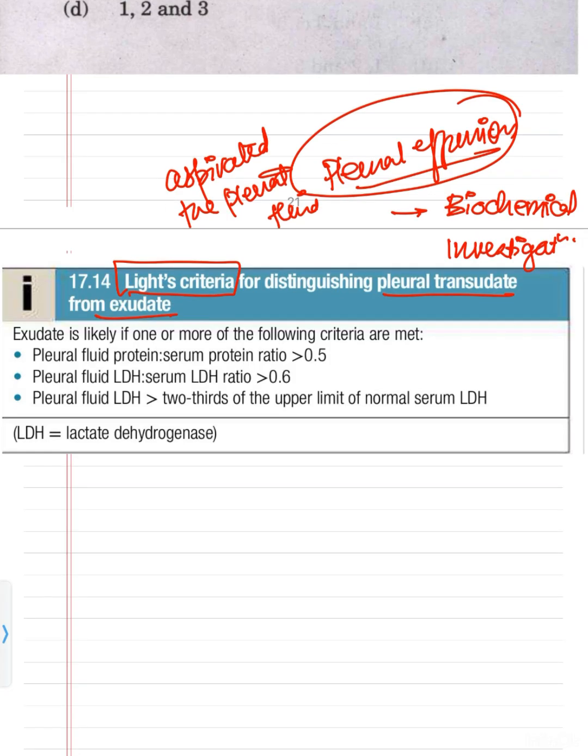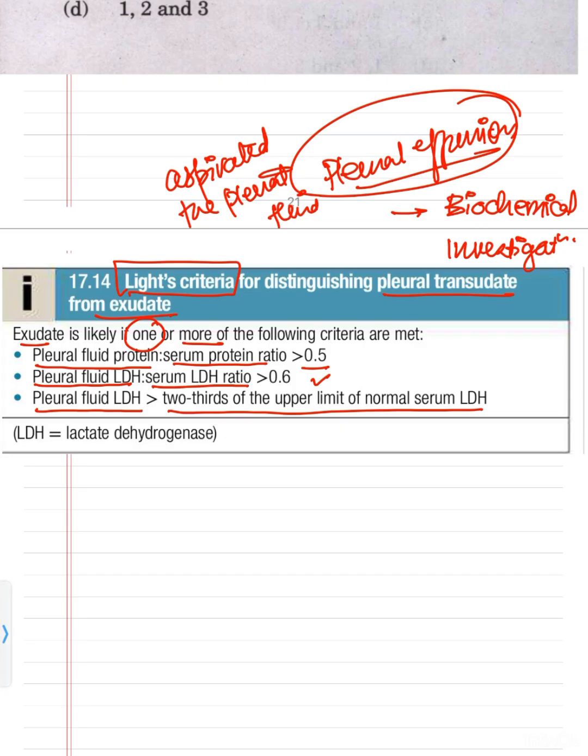So what Light says is that the pleural effusion is likely an exudate if one or more of the following criteria are met. So out of 3, even if 1 is met, you will call it an exudate. What is it saying? If the pleural fluid protein to serum protein ratio is more than 0.5, it means it is an exudate. Or if the pleural fluid LDH to serum LDH ratio is more than 0.6, then you have to consider it to be an exudate. Or if the pleural fluid LDH is more than 2/3 of the upper limit of the normal serum LDH.